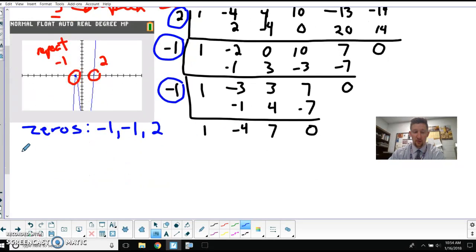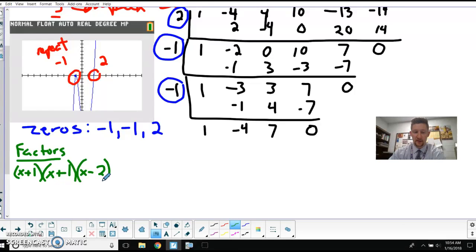Okay. The other thing I want you to think about is we're supposed to write out the linear factorization, which means turning those zeros into factors. So take a look at what that would look like. The factors I've got, if these are the zeros, that means that x plus 1 is a factor, not just once, but twice, because -1 is a 0 twice. And if 2 is a 0, then x minus 2 must be a factor.